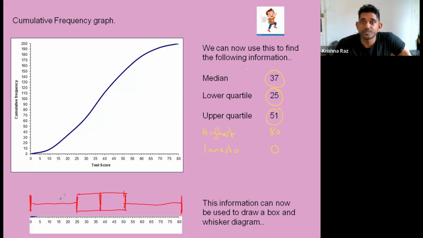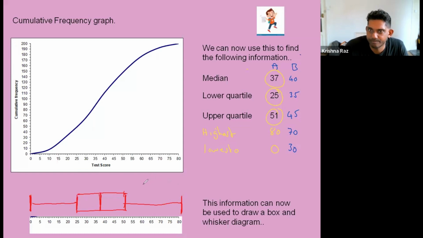The main use of a box and whisker diagram is for comparison. Yes, if we say this is class A, and we compare it to the results of class B. So in class B, let's say the median is, I don't know, 40, the lower quartile, 35, the upper quartile, 45, highest, 70, lowest, let's go 30. So if I plot this box and whisker diagram directly above it, we can compare.